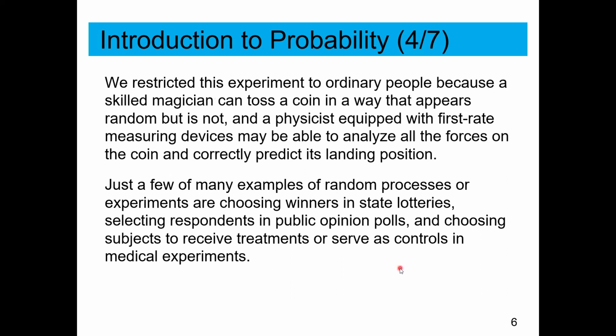Now, we restrict this experiment to ordinary people, because a magician might know how to toss a coin a special way, and a physicist might have first-rate measuring devices that can analyze all the forces and predict the landing position. Obviously, we're talking about real-world people, because the truth is there are things that do affect flipping coins. It's not entirely random, by the way. People have talked about this. I think I saw a video a few years ago from Mythbusters where they actually did this with toast. They flipped toast, butter side, non-butter side.